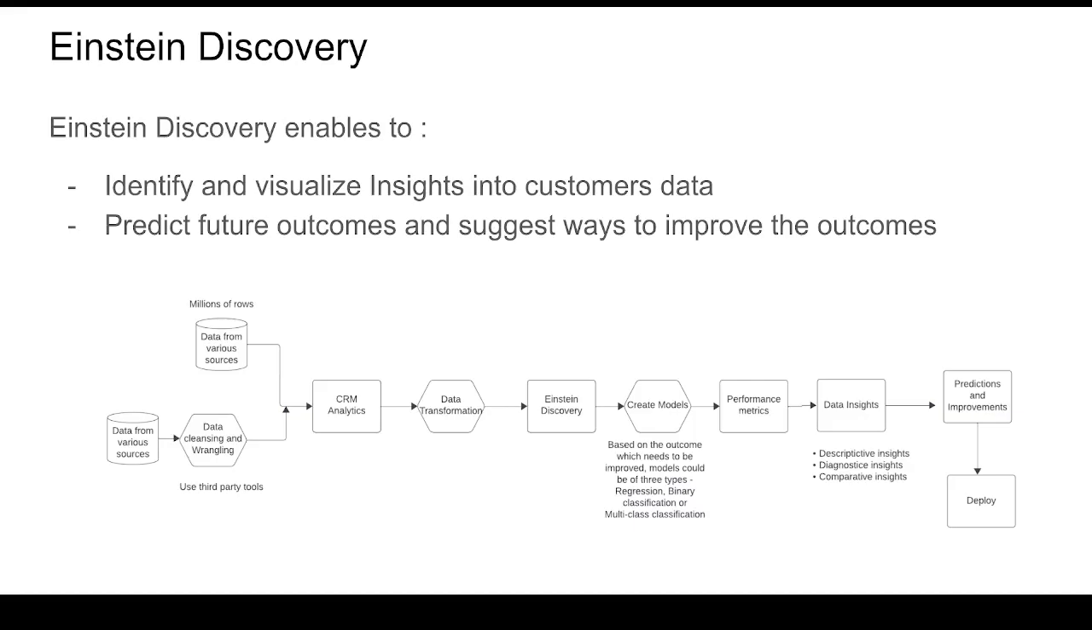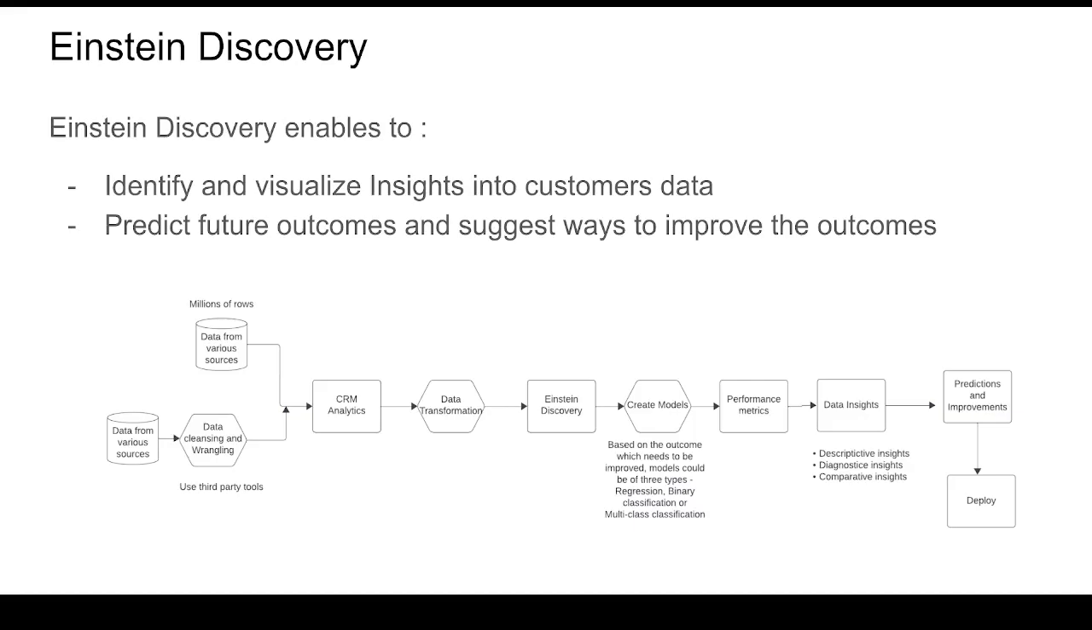We could use a lot of variables here, like how long the customer has been with us, how active the customer is, and how many assets the customer has purchased from us before coming for this deal. There are a lot of other parameters which we can use to train this model. These variables are known as predictors, and the outcome which we want to predict is known as the prediction. Based on the type of outcome, Discovery creates a model. These models could be of three types: regression, binary classification, or multi-class classification.